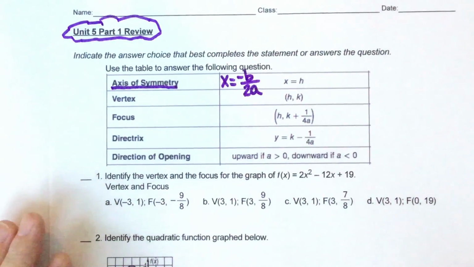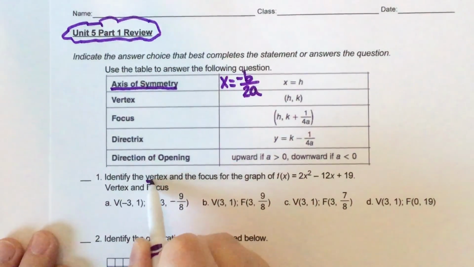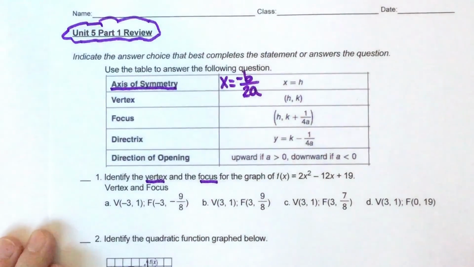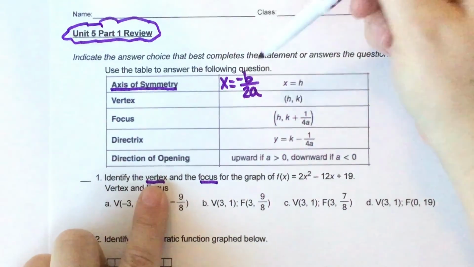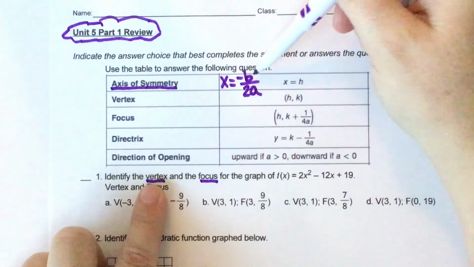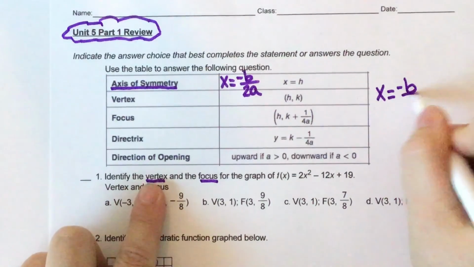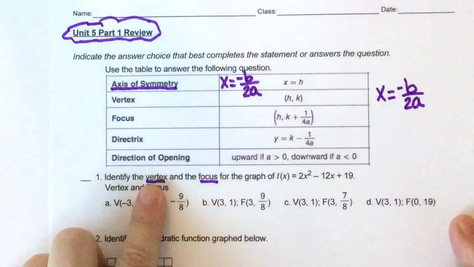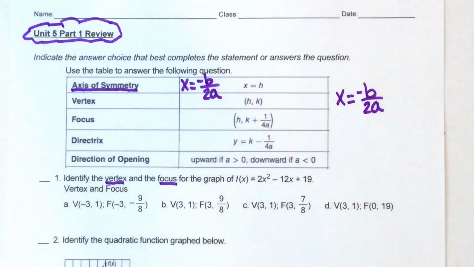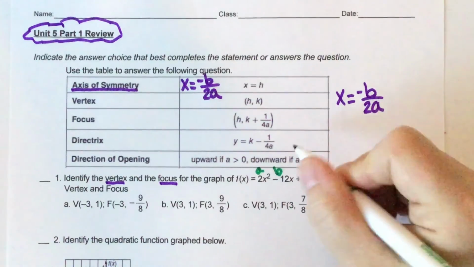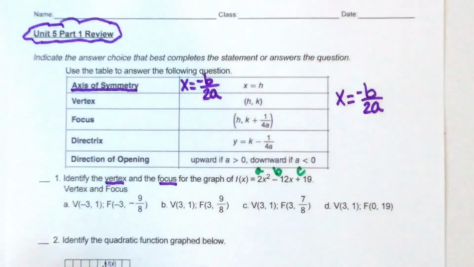Okay, so number 1 asks us to identify the vertex and the focus of this equation. So if I ever want to find the vertex, I always start off with the axis of symmetry formula. So I'm going to come over here and find my axis of symmetry formula using x equals the opposite of b over 2 times a. Now if you don't know, a is in front of the x squared, b is in front of the x, and c is the constant.